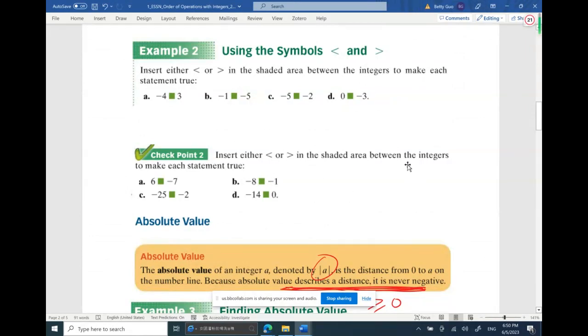So we have one more thing here: comparison. Compare numbers, just try to use a real number line. I'll see how you do on that.